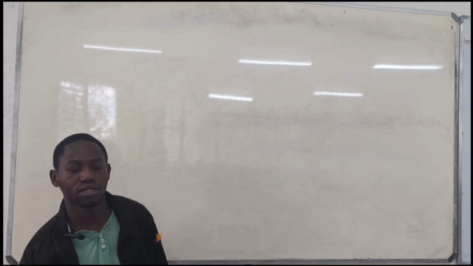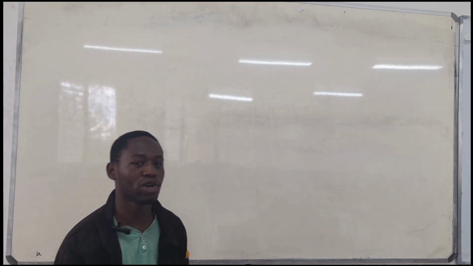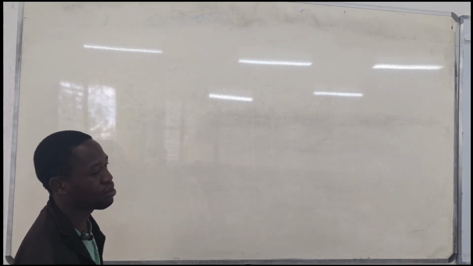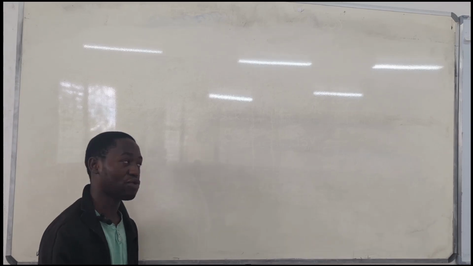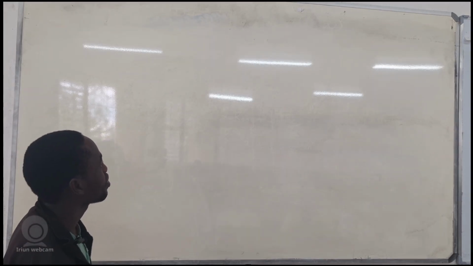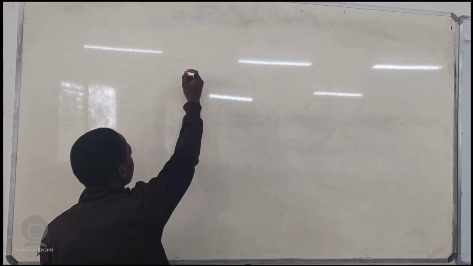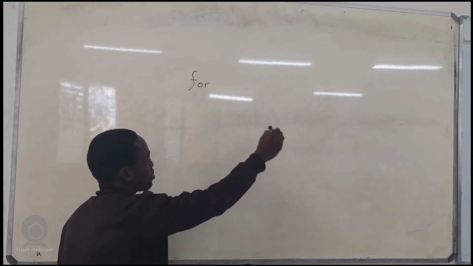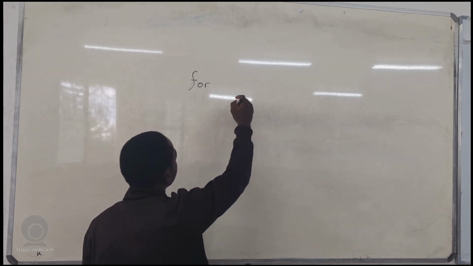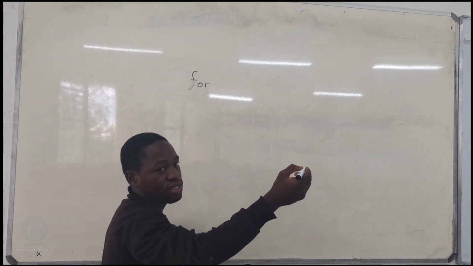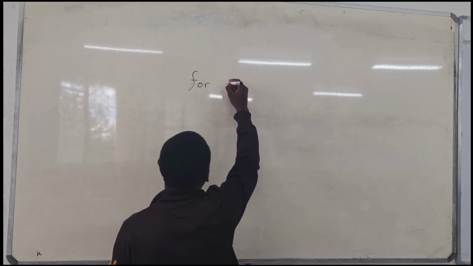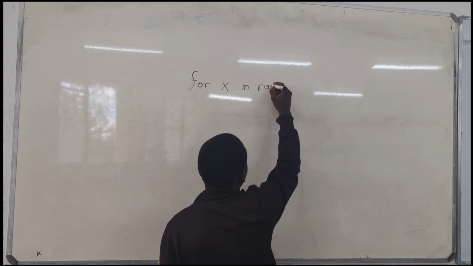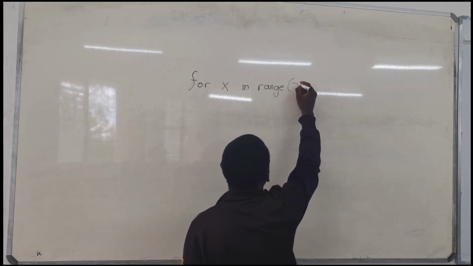Let's say you want to repeat calling someone's name. Maybe you're calling someone John, John, John. You want to call them 3 times. This is how you do it in Python with a loop. We start with a for loop. So this is the syntax. You start with for, then you need a counter. We'll just name this counter X, and then in range of 3.